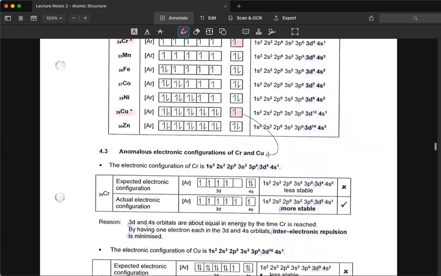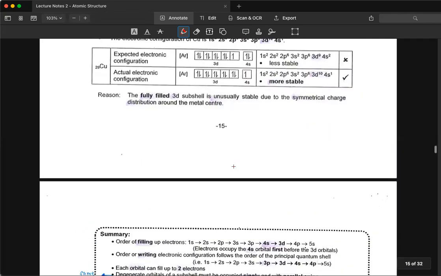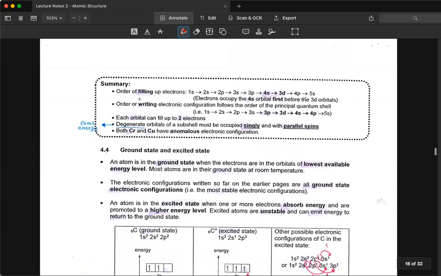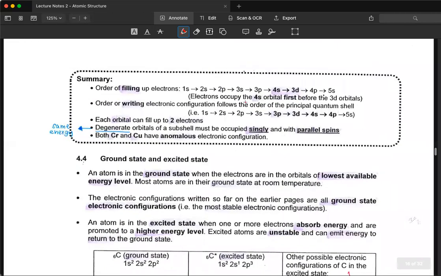Okay? Now, in summary, the order of filling out electrons is 4s before 3d. Remember this. But when you write the electronic configuration, when you fill out the electrons by indicating the position of electrons, you look at 4s and 3d. But when you write the electronic configuration, you have to still write the 3d first, then 4s. Now, bear that in mind. Okay? Each orbital can fill up to 2 electrons.